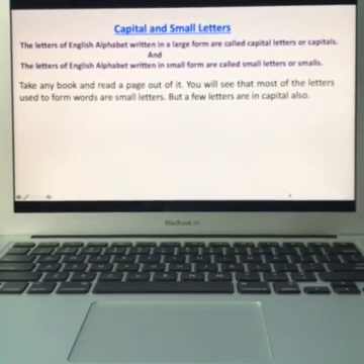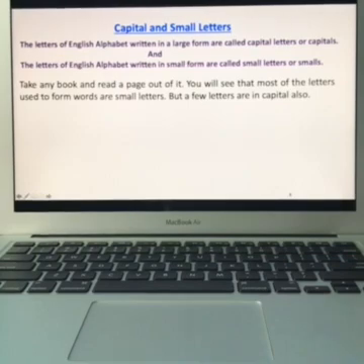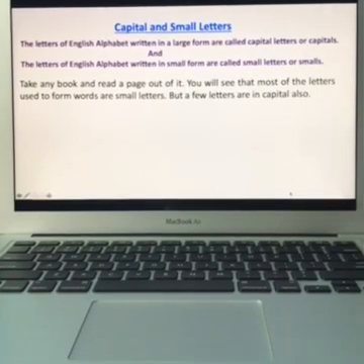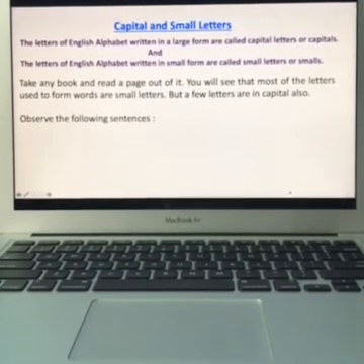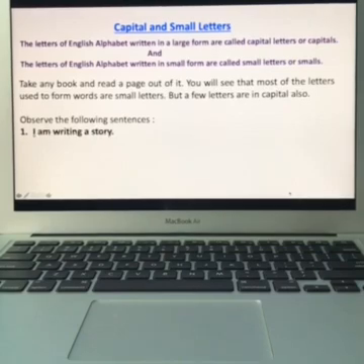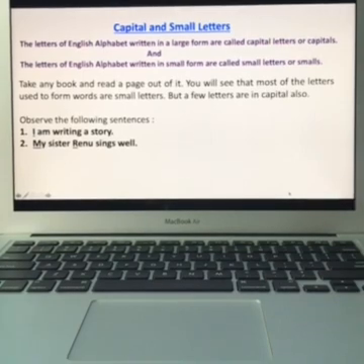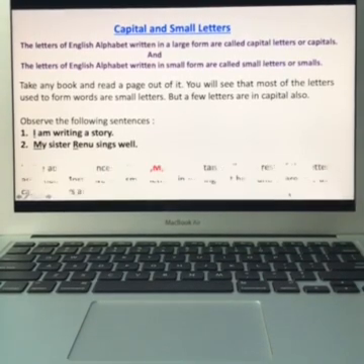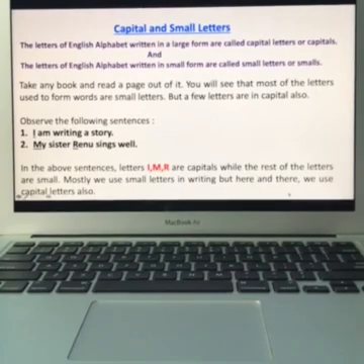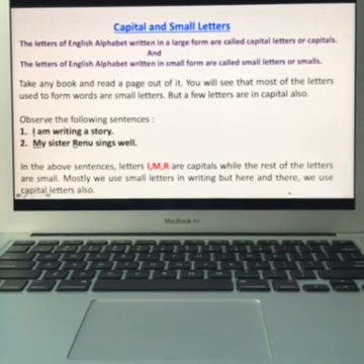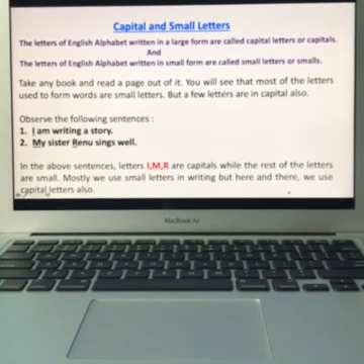Take any book and read a page out of it. You will see that most of the letters used to form words are small letters, but a few letters are in capital also. Observe the following sentences. I am writing a story. My sister Renu sings well. In the above sentences, letters I, M, R are capitals, while the rest of the letters are small. Mostly we use small letters in writing, but here and there we use capital letters also.